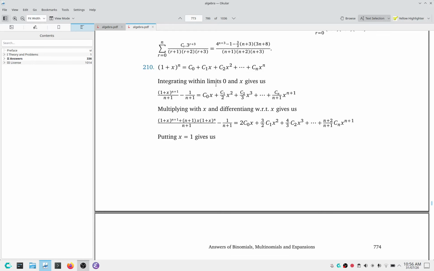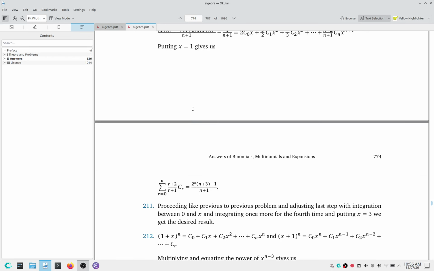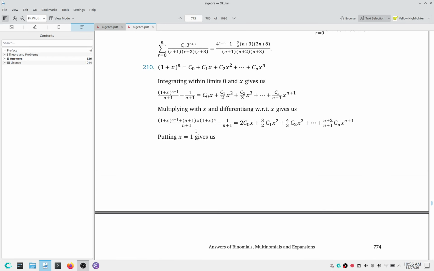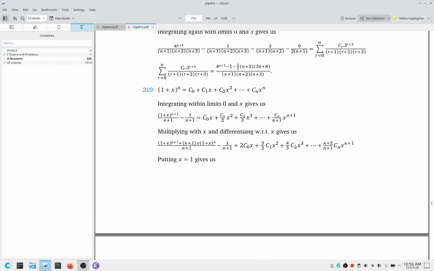So we first integrate here, and we have this expansion. Now we multiply with x and differentiate with respect to x, which gives us our desired series. And we put x is equal to 1, we arrive at the solution. So that's the whole thing about this kind of problem. I should have explained this in the beginning, but I thought you, my viewer, would be quite smart and figure this out. So with this, we come to the end of 210 problems.